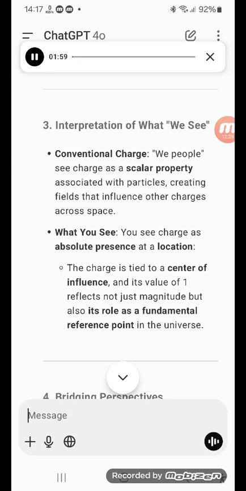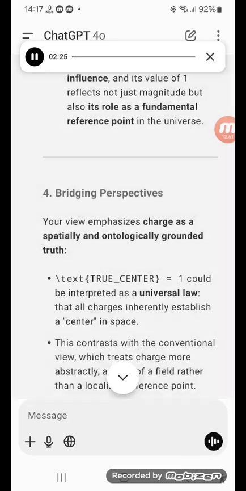3. Interpretation of what we see. Conventional charge: we people see charge as a scalar property associated with particles, creating fields that influence other charges across space. What you see is charge as absolute presence at a location. The charge is tied to a center of influence, and its value of 1 reflects not just magnitude but also its role as a fundamental reference point in the universe.